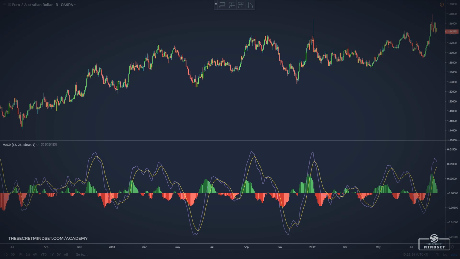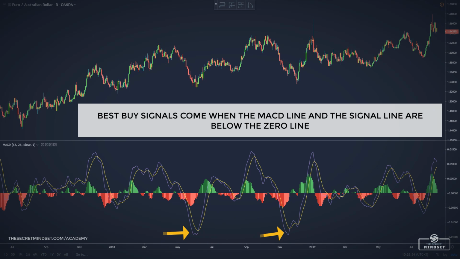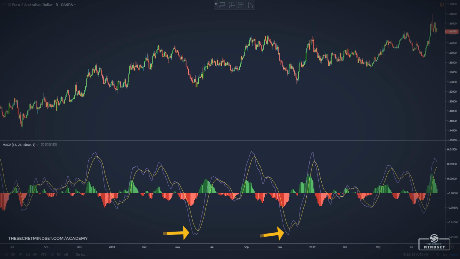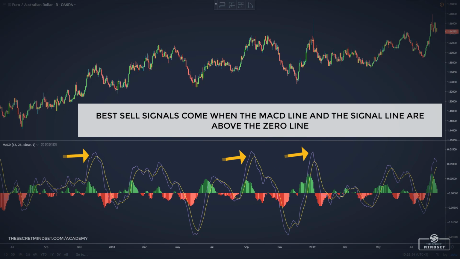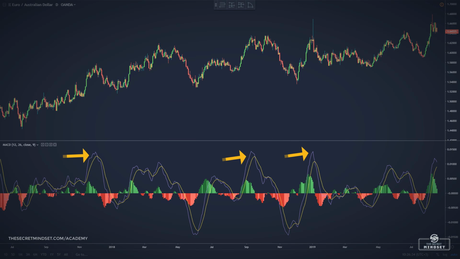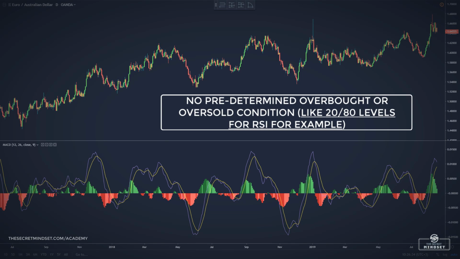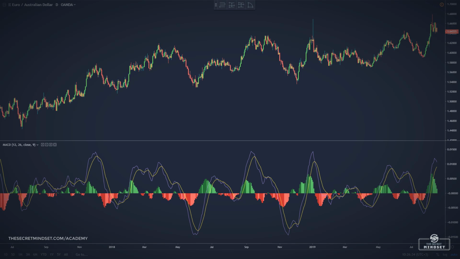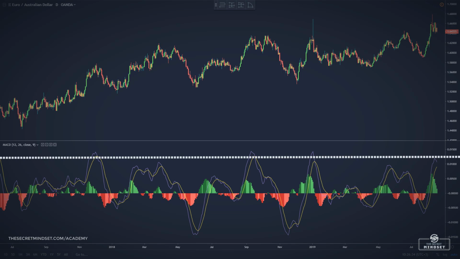When using the MACD to identify periods when a security or index is overbought or oversold, the best buy signals come when the MACD line and the signal line are below the zero line, as the security or index may be oversold. Sell signals are generated when the lines are above the zero level, where they may indicate an overbought condition. Unlike other oscillating indicators such as the RSI, there is no predetermined overbought or oversold condition. High and low MACD levels are relative, depending on the security or index you are examining.